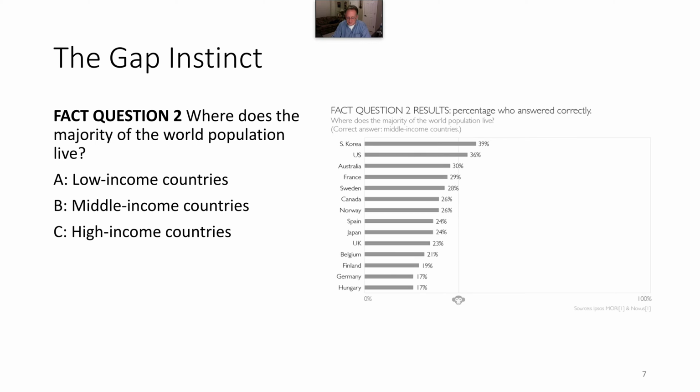The gap instinct. Fact question 2 also deals in this area. Where does the majority of the world population live? In low-income countries, middle-income countries, or high-income countries? People tend to do a little bit better with this, but in fact, the vast majority of people still get it wrong and perform worse than chimpanzees on this question. And the answer is middle-income countries. And we'll talk a little bit more about that in just a moment.